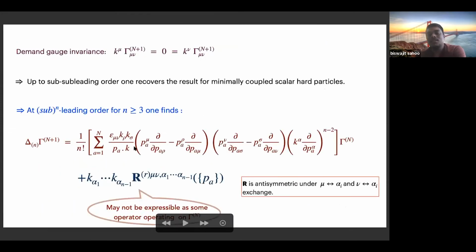The problem is that this part is fully gauge invariant, so you can add to this term any kind of term which is self gauge invariant, and this term cannot be fixed. It is not even clear whether this can be written in terms of gamma n, that is, in a fully factorized form, but you can fix the properties of this R just from demanding gauge invariance. If you exchange mu and any of the alphas, or nu and any of the alphas, then it will have to be antisymmetric to make the gamma n plus 1 gauge invariant, but you cannot fix this R completely. So this is the status of the soft theorem at tree level in d equal to 4 or d greater than 4 at loop level up to now.